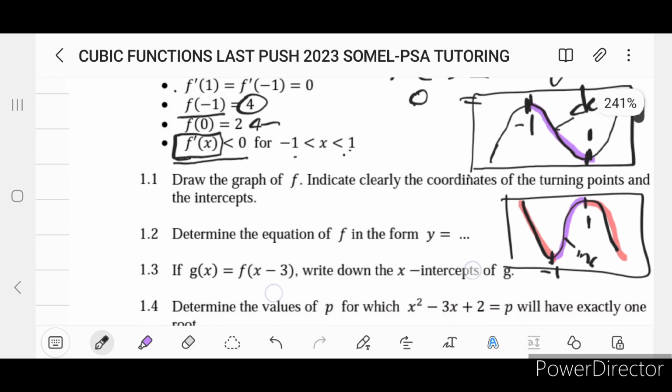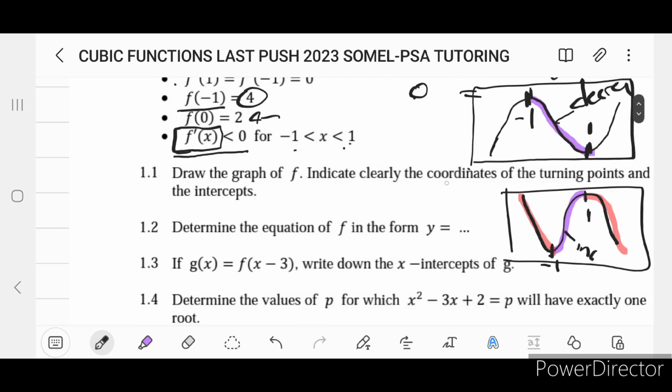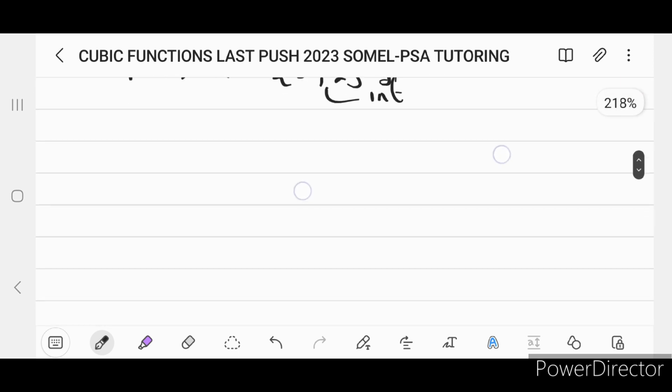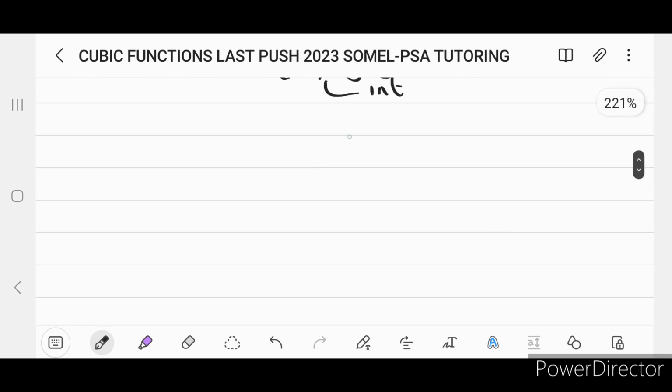So the first question, they say: draw the function clearly indicating coordinates of turning points and the intercepts. So I'm going to try and plot that function. This is me plotting the function.